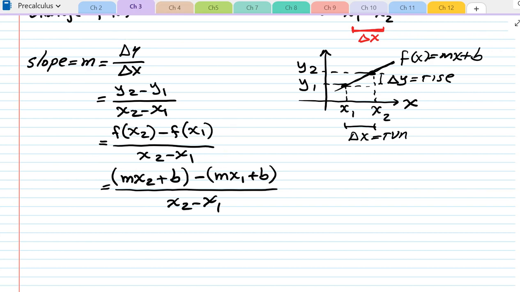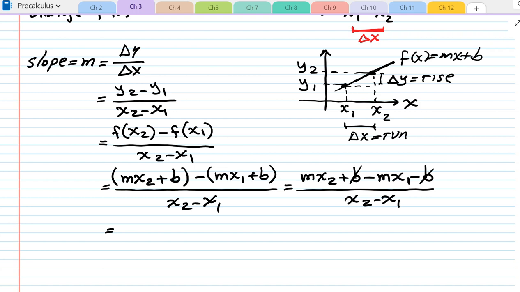Now, we can do a little bit of simple algebra here. If I remove parentheses, I get m at x sub 2 plus b minus m x sub 1 minus b. We got a couple of opposites, they add to 0. And the next step, I can actually factor in the numerator the factor m. That will give me x sub 2 minus x sub 1 divided by x sub 2 minus x sub 1. And now we can cross the common factors. That's equal to m.